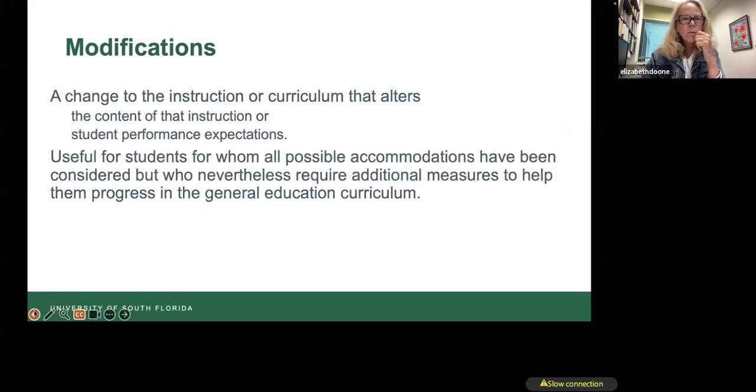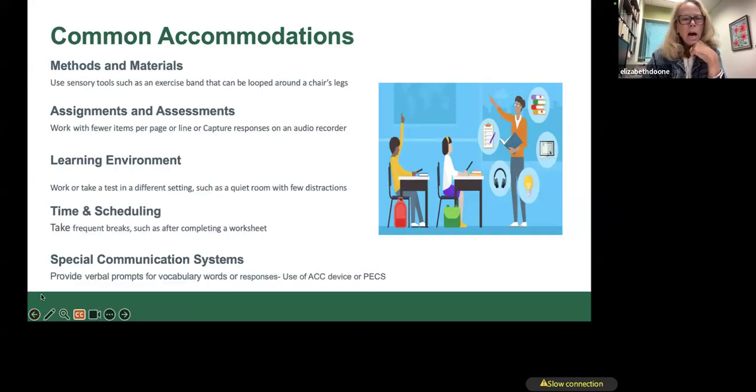I want to go back to that one real quick. We can take frequent breaks, such as after completing a worksheet, giving an if-then. I think Sandra mentioned this yesterday. If you finish this page on your worksheet, you get a 3-minute break. Then you come back and do page 2. Those kinds of breaks are helpful for our students with ADHD. They need that. But they're also sometimes helpful for all students. Some students like to plow through, and others need a little bit of a mental break. And then we can provide verbal prompts for vocabulary words, or we can use AAC devices, or the PECS, which is the Picture Exchange Communication System.